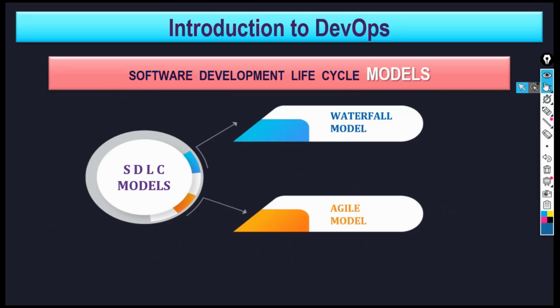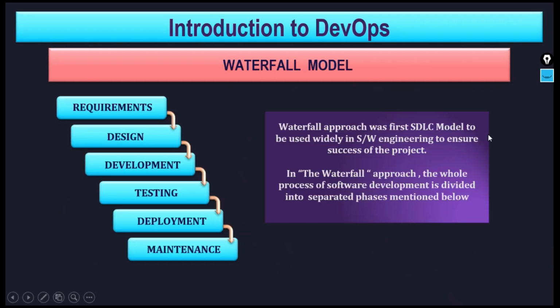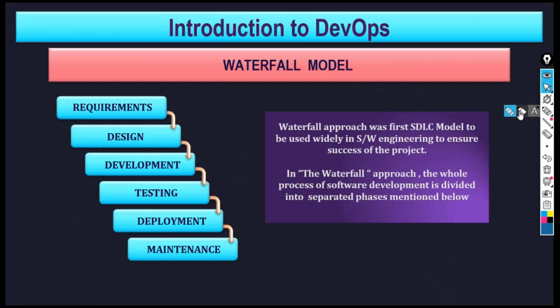So let's move on to our next slide. As I told you, Waterfall model: requirements, design, development. Can you see these are steps? Each of these is called a gate. So you are going from one gate to the other gate through some exit criteria. Once you fulfill 100% of that exit criteria, that is done.